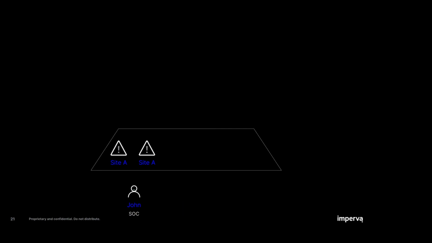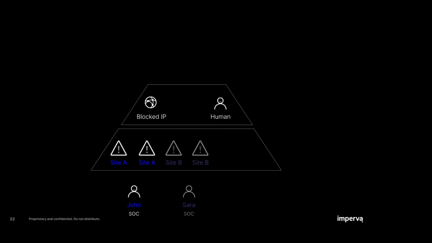John starts his day. He gets the events and he starts to see that there are a lot of events of type blocked IP and created by humans and not bots. And Sarah finds the same for her site. A lot of events of type blocked IP created by humans, and Simon finds the same for Site C, but they still haven't talked to each other, and they don't know that there is a commonality.